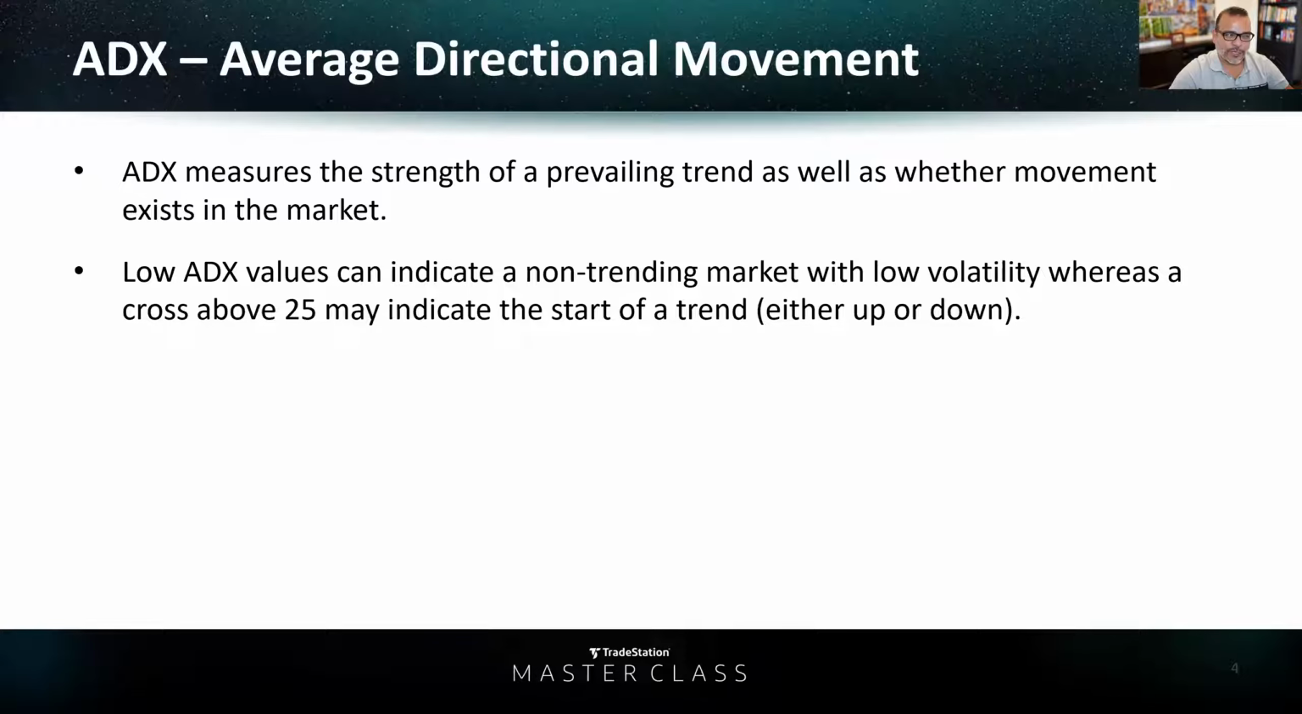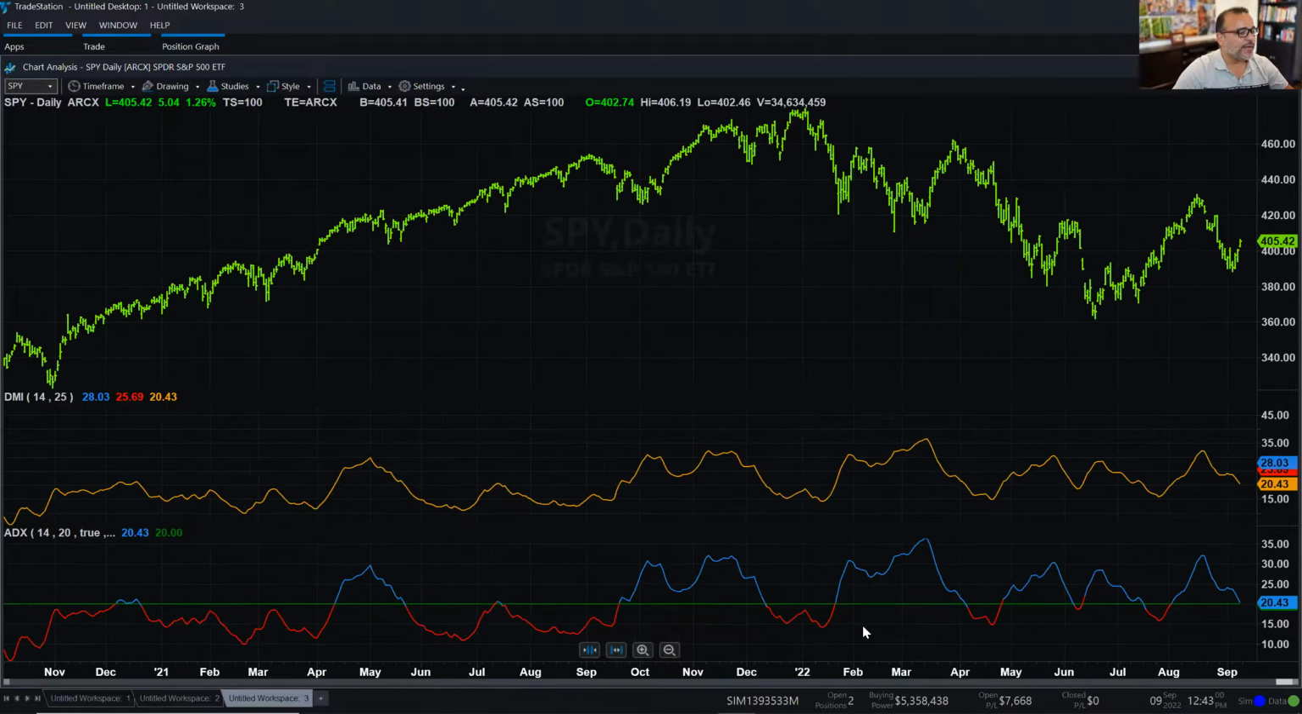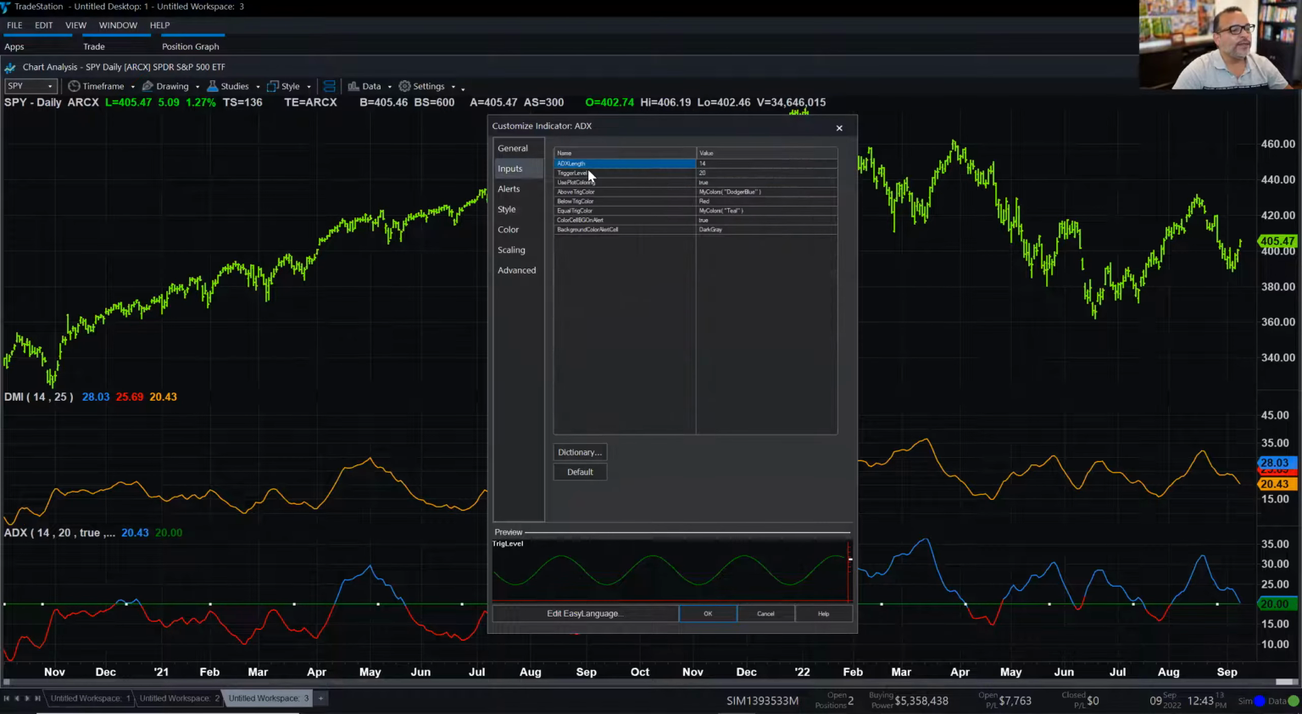Again, we mentioned that 25, and I'm going to emphasize that you should always look at that value and make sure that it's appropriate to the market that you're looking at. Let me come over here to my chart. Let's look at historical values. These are historical values for the ADX. If we take that line, let me see if we can change that line. We'll go to the inputs.